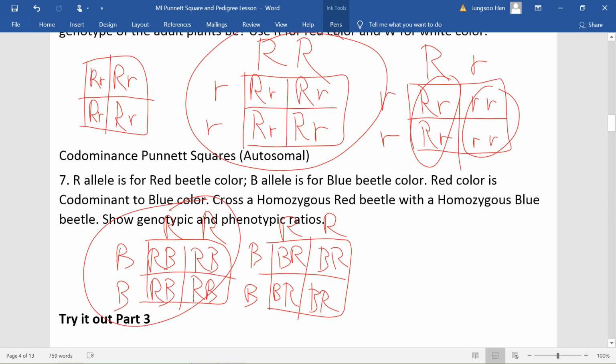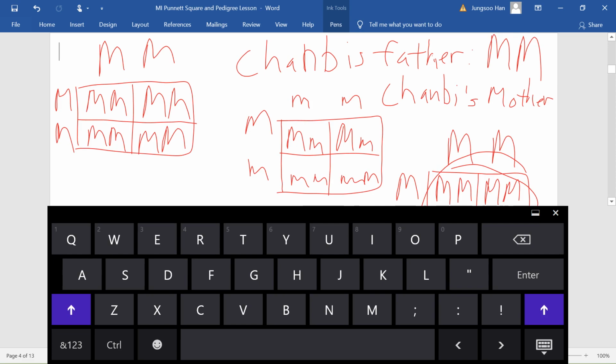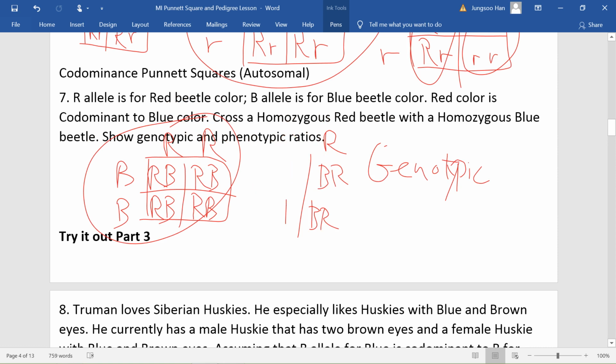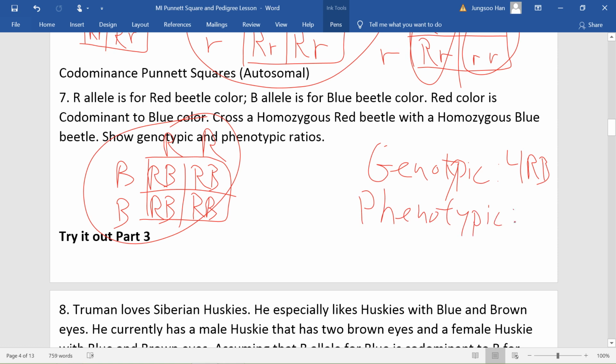Okay, so we're looking at this one. Yeah, the genotypic ratio. Genotypic ratio would be 4 RB, and the phenotypic ratio would be 4 red and blue, like that.